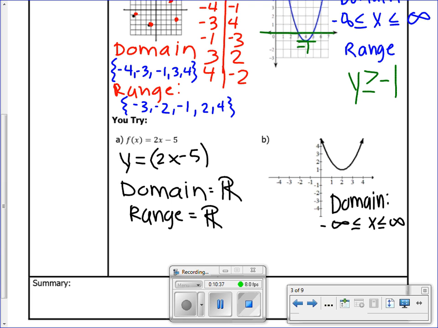Now for your range, again, you're asking yourself, how low does this graph go? This graph goes as low as 1. Does it go any lower than 1? No. So we're going to represent this with an inequality as well. Because our graph is going up, we want all the values greater than or equal to 1.